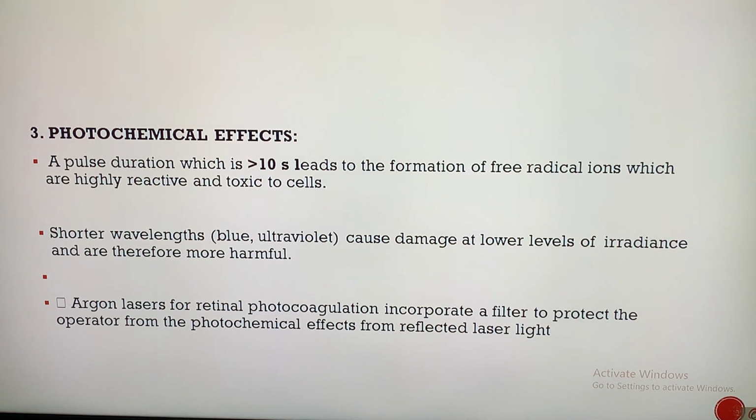Photochemical effects use pulse duration of more than 10 seconds, and for that, shorter wavelengths like blue light or ultraviolet light is used. And argon lasers use this mechanism for retinal photocoagulation, and a filter is incorporated to protect the operator from the photochemical light.